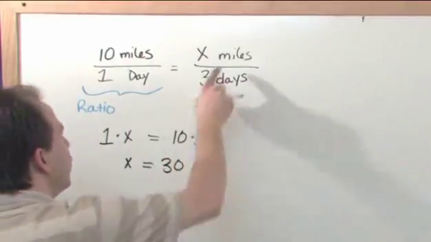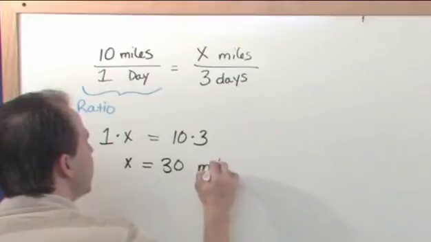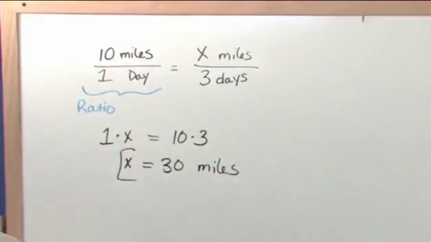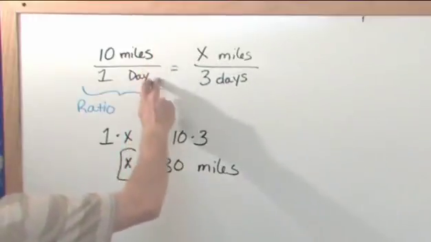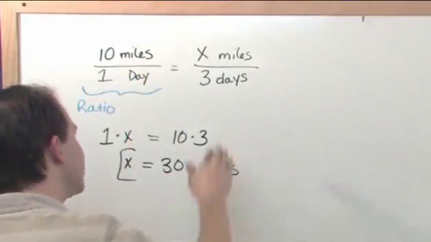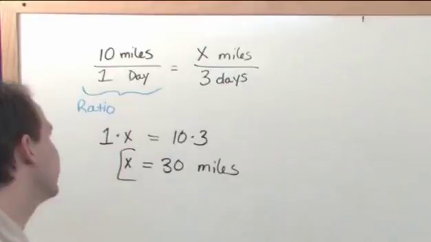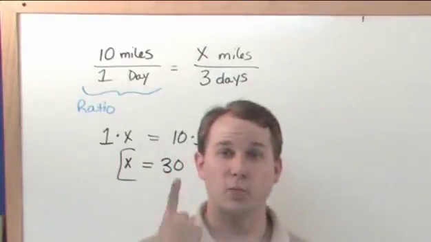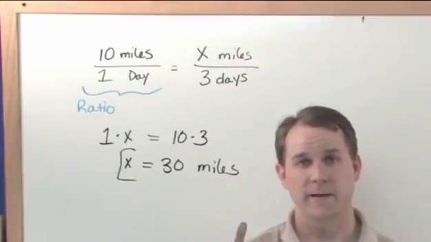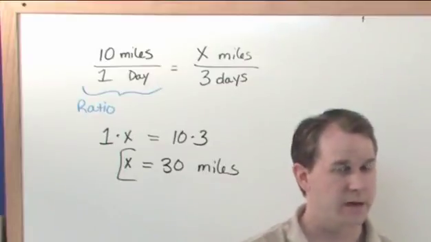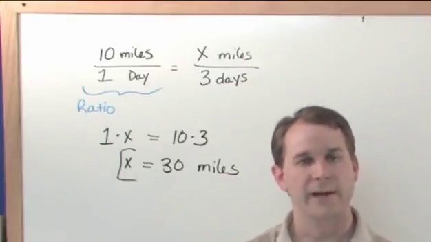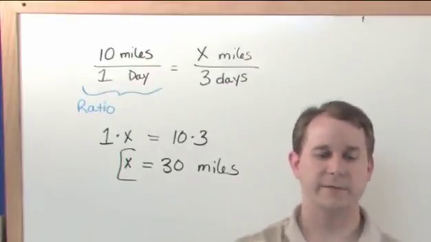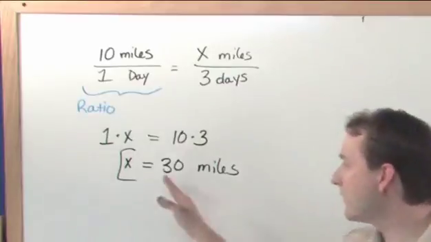And remember, X was in terms of miles, so it's going to be miles. So that's the answer, 30 miles. What it's telling me is, if I can go 10 miles in one day, then if I walk for 3 days, I'm going to go 30 miles. That actually makes sense when you think about it. I go 10 miles the first day, 10 more the next day, and 10 more the third day, that's a total of 30 miles. So the answer makes sense.